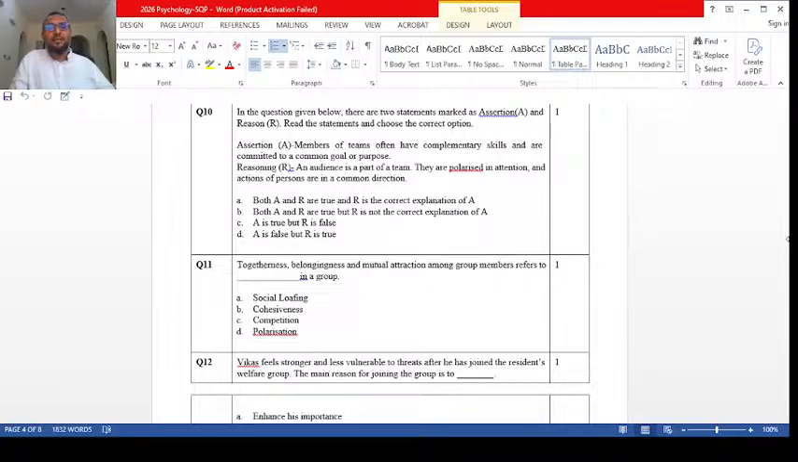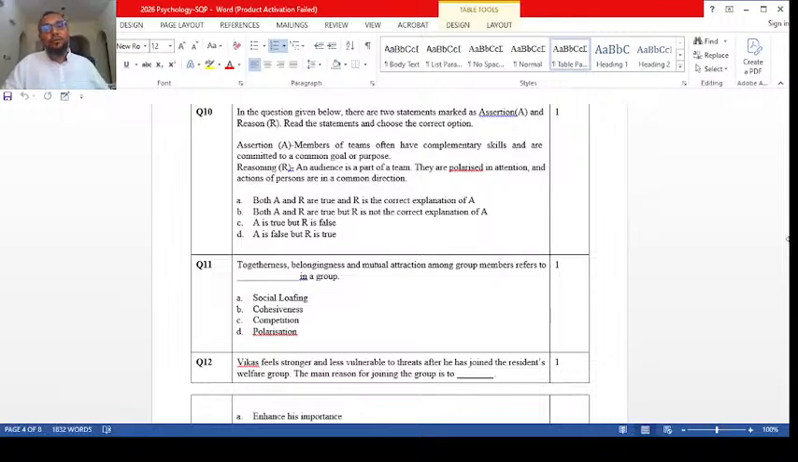Assertion is true, guys, but R is false. Audience is a separate group. The people who gathered or assembled to watch or view something, they are the audience. They are not going to be part of a team. A team is basically a limited gathering, a group of people. So A is true, R is false.